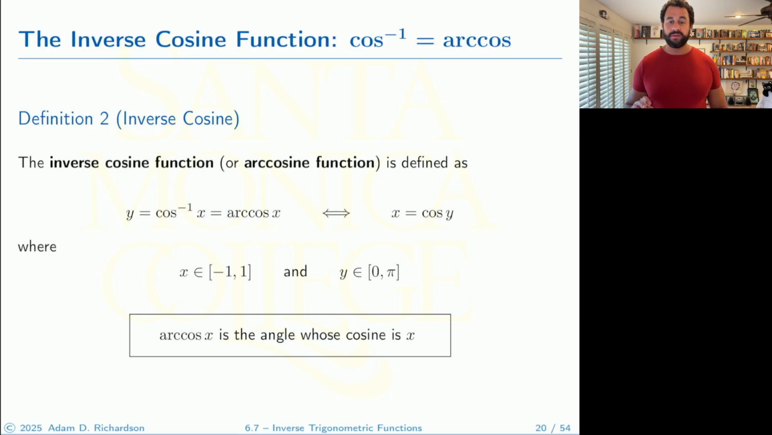So, very, very similar to what we just saw. The inverse cosine function is defined like so. y equals arc cosine of x if and only if x equals cosine of y. Again, x is in the interval -1 to 1, and y is in 0 to pi. That's our restricted domain for cosine. And then this is the phrase you're going to say out loud: arc cosine is the angle whose cosine is x. What angle could that be in the restricted domain? That's how you work it out.